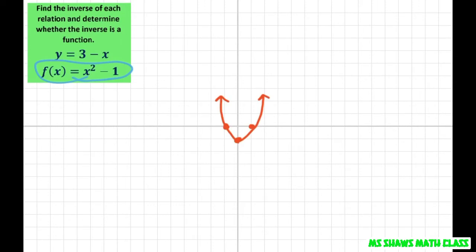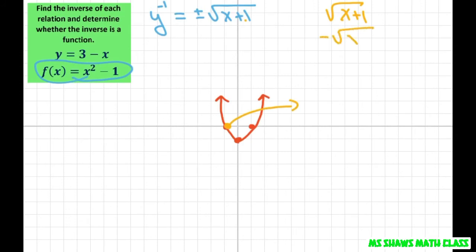Now, what we got is our inverse, and I'll just put -1 here for the inverse, is going to be plus or minus square root of x plus 1. And what that is, that's a shift to the left 1, since it's plus. And the positive part is this. But the negative part is this way. So that doesn't pass the vertical line test.